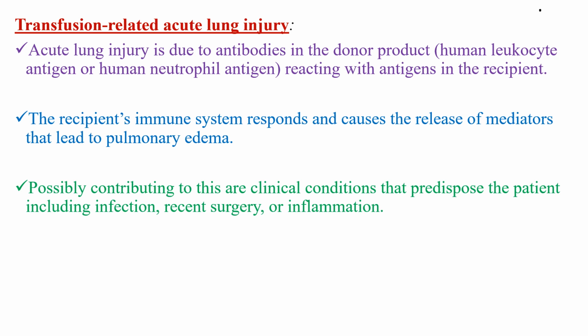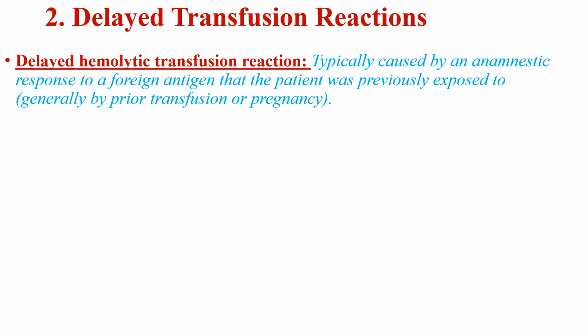Possibly contributing to this are clinical conditions that predispose the patient, including infection, recent surgery, or inflammation. The second is delayed transfusion reaction. There are two types. The first is delayed hemolytic transfusion reaction, typically caused by an anamnestic response to a foreign antigen that the patient was previously exposed to, generally by previous transfusion or pregnancy.